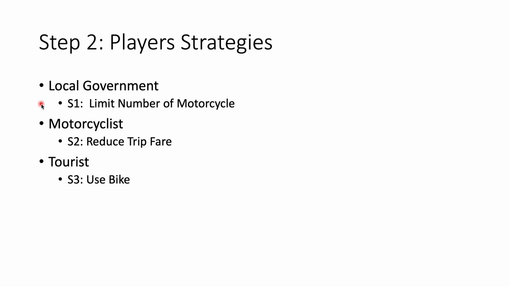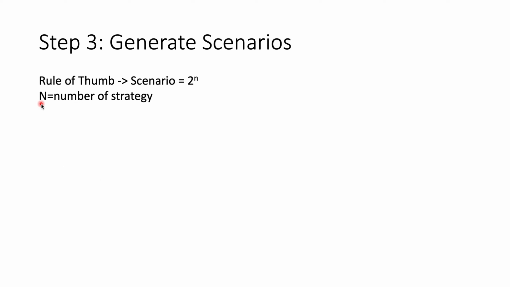Please note that the local government actually has other strategies. They can limit the operating hours for motorcycles, but in this video, I will choose strategy 1 as limiting the number of motorcycles. You guys can choose to use limiting operational hours for motorcycles. That's also fine. On step 3, we generate scenarios.